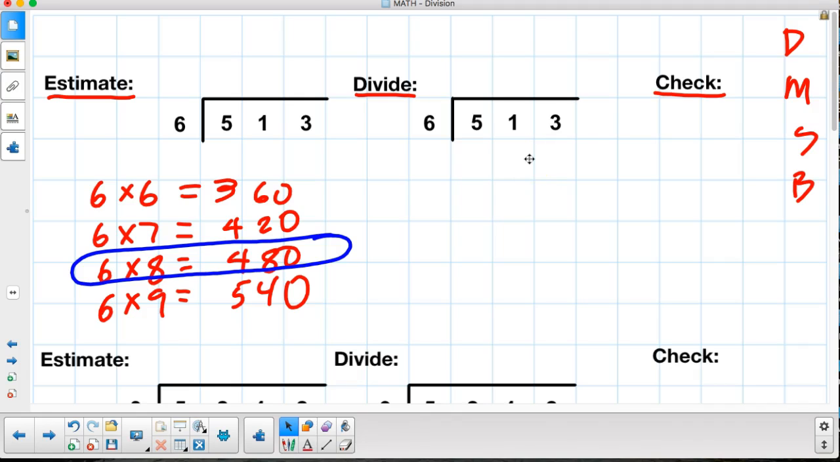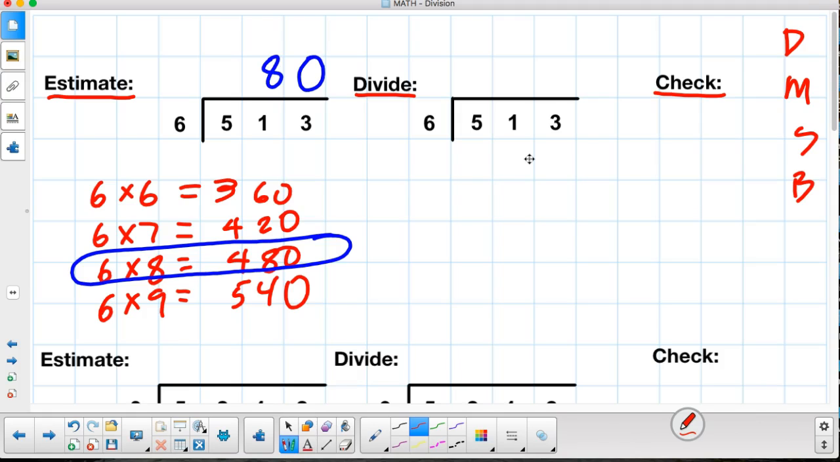You really can't use it. So the estimate here is basically 8. Now, somebody tell me where I put the 8. I mean, your teacher should have taught you this last year, but I'm making sure I'm including it in the screencast. Because you did 51, and you put it above the 1. Awesome.